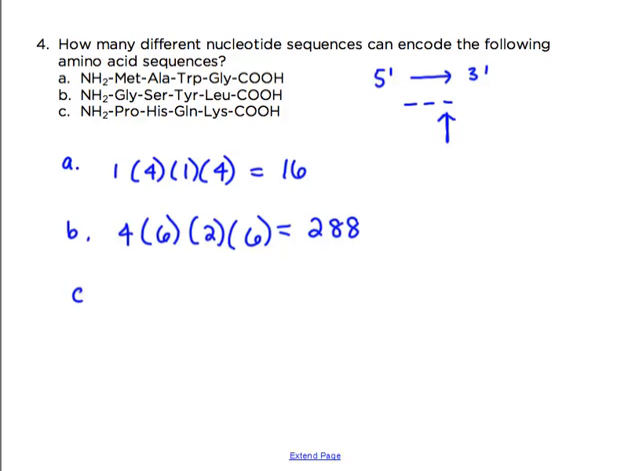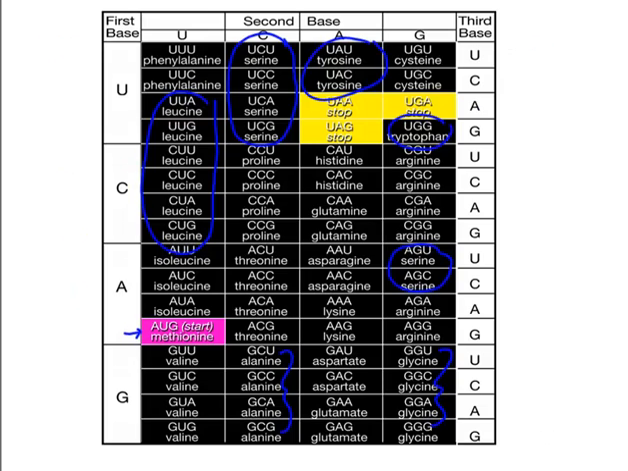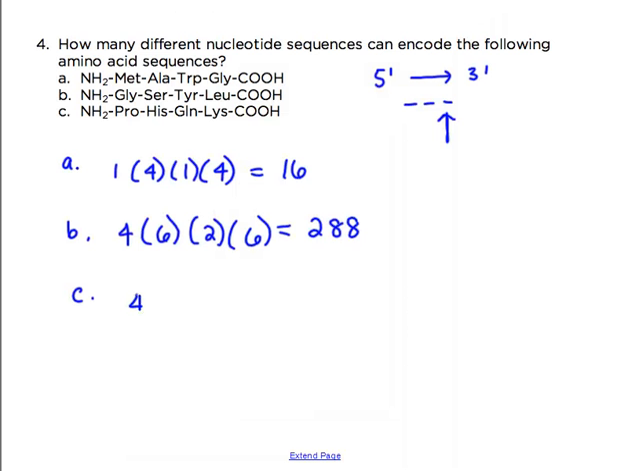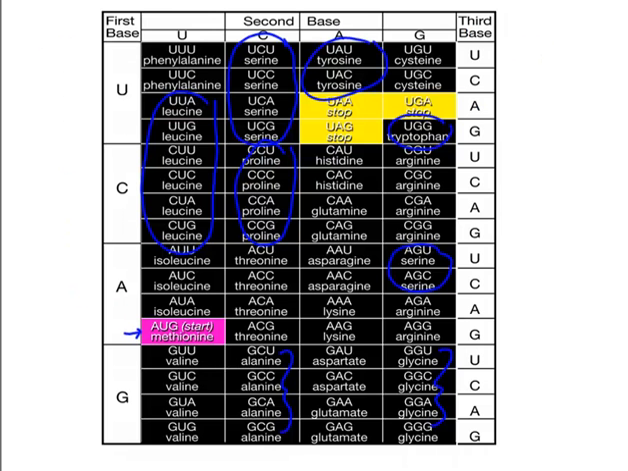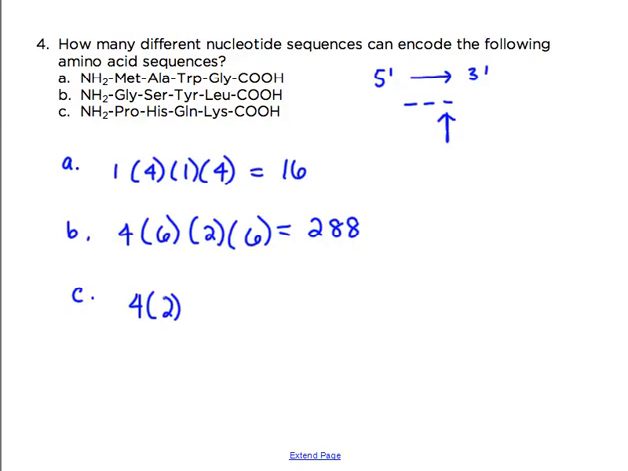Now for part C, the first amino acid is proline. So if you look through, you see there are 4 here. Let me just make sure those are the only ones. Okay, so there's just 4 for proline. Then you have histidine. So there are 2 histidines here. And again, those seem like the only ones, so we're going to write 2.